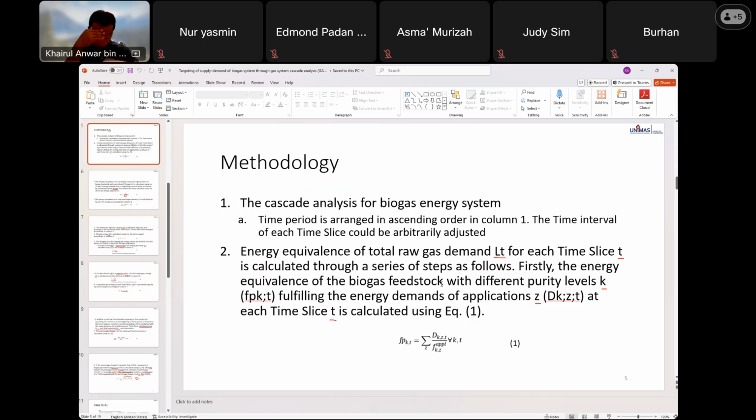It will start at week 7, yeah, week 7. Then we have demand for NGV and cooking gas.